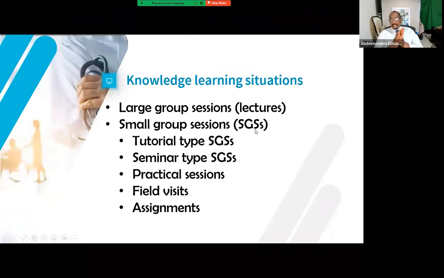Now, just as an example, the knowledge learning situations include the large group sessions, like the lectures, and some small group sessions like the tutorial type, the seminar type, the practical sessions, the field visits, the assignments. All of these are usually done as small groups, and these are called small group types of learning situation.